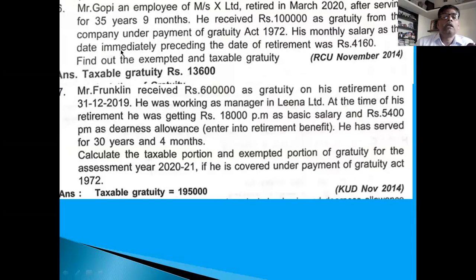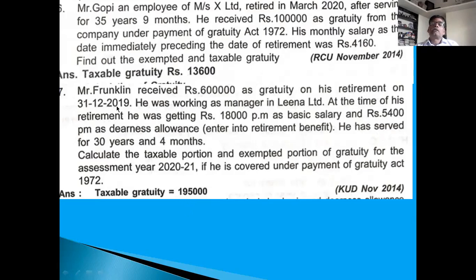His monthly salary immediately preceding the date of retirement was rupees 4,160. Then they asked to calculate, find out the exempted and taxable. First point you take, sorry, this is 1 lakh, not 10 lakh. First point, gratuity received 1 lakh. Second point, maximum limit 20 lakh. Third point, you calculate 4,160 into 15 divided by 26 into 36 years. Third point, and ascertain the answer.